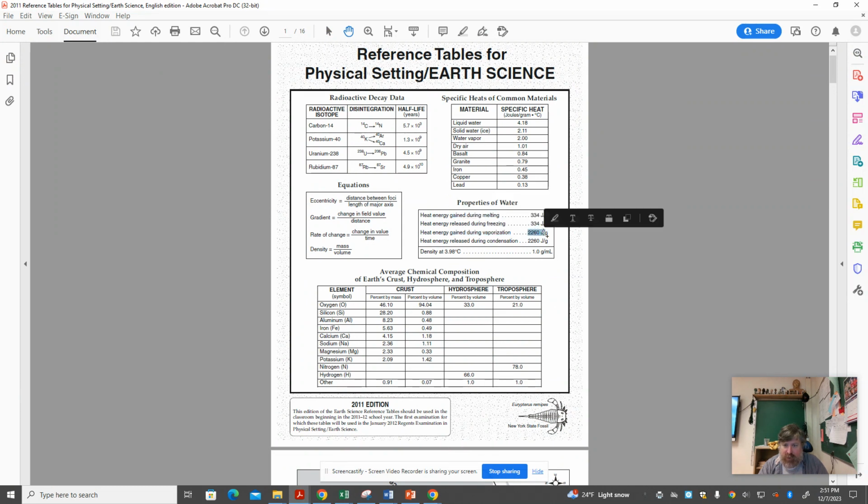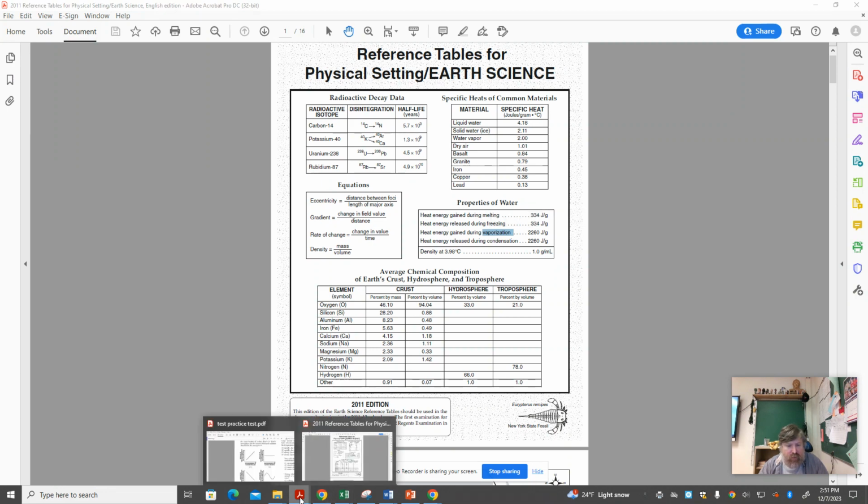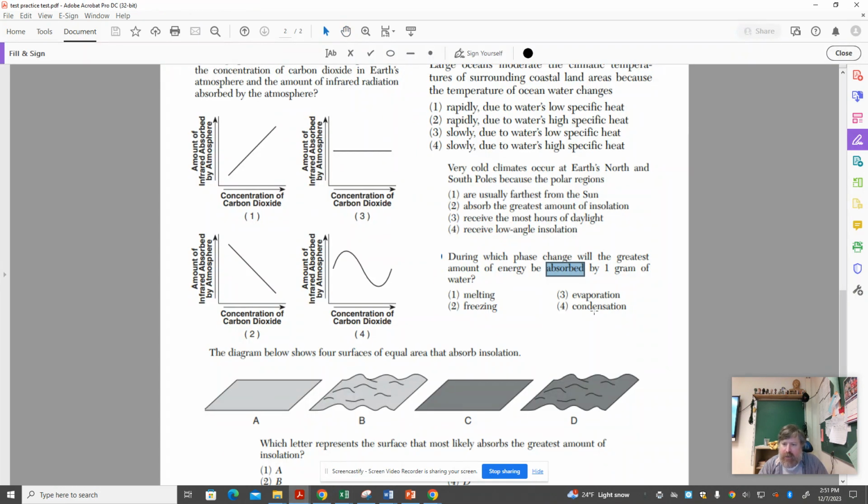And one of them is 2,260, and one of them is only 334. So that's your answer right there. Vaporization, which is evaporation. Which one did they give us here? Evaporation. Water vaporizing, going from a liquid to a gas.